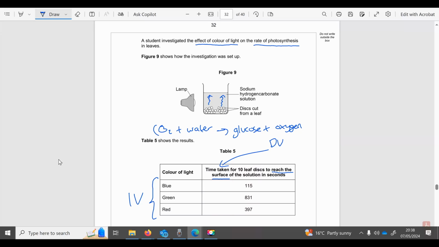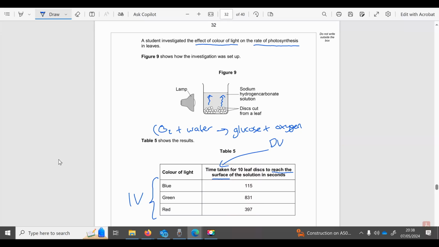So what would be the reason why the leaf discs start to increase in terms of their position? Why would they start to rise? Well, they're not going to rise because the glucose is getting produced. Because the glucose would probably be a heavy molecule, because it's fairly large in comparison to the other things in the equation, and that would cause them to stay where they are.